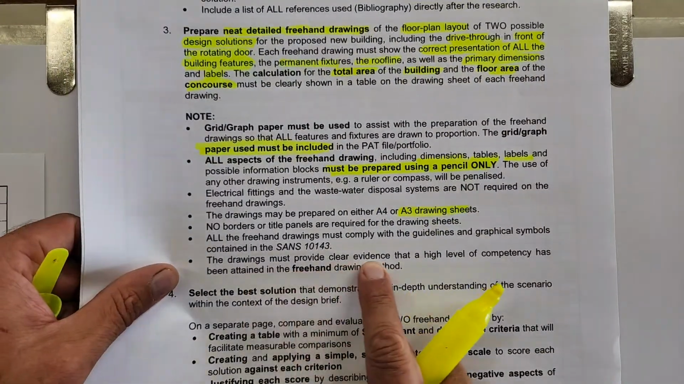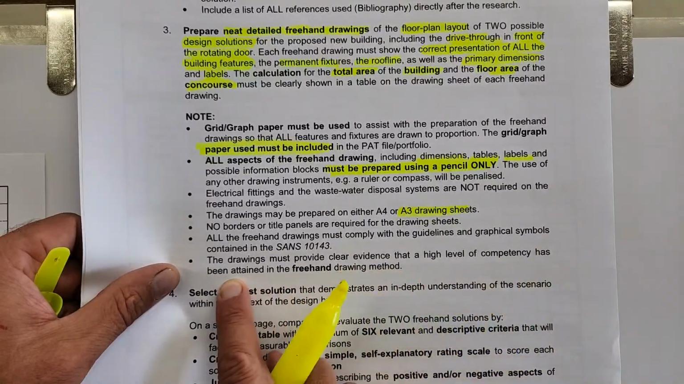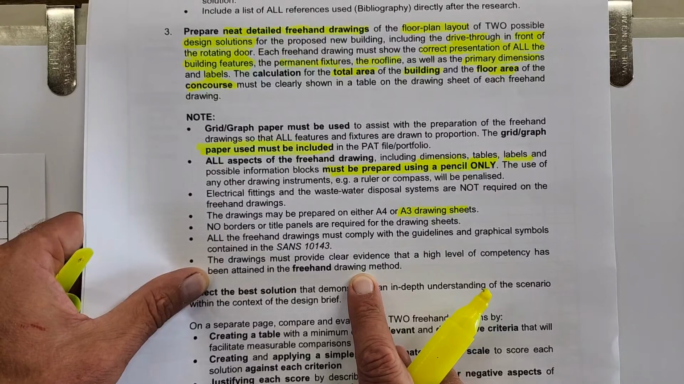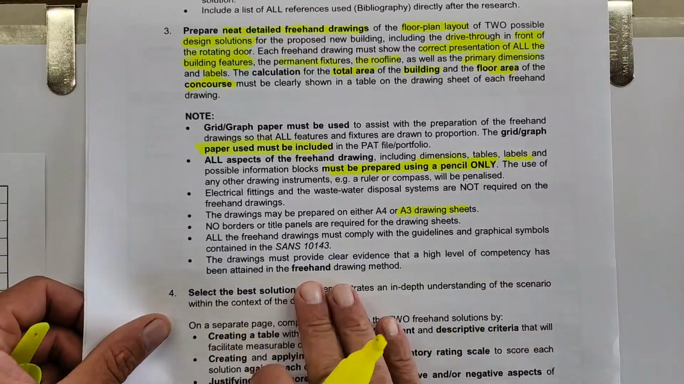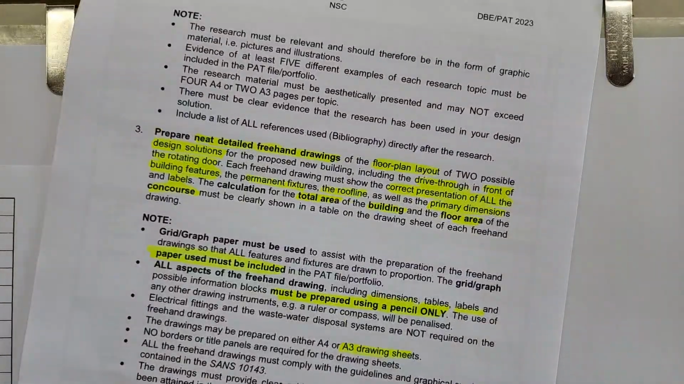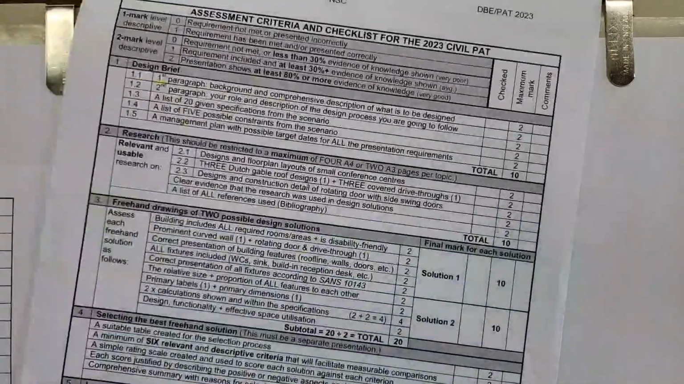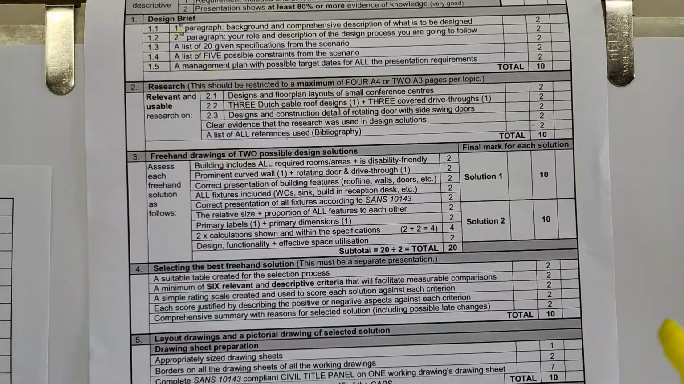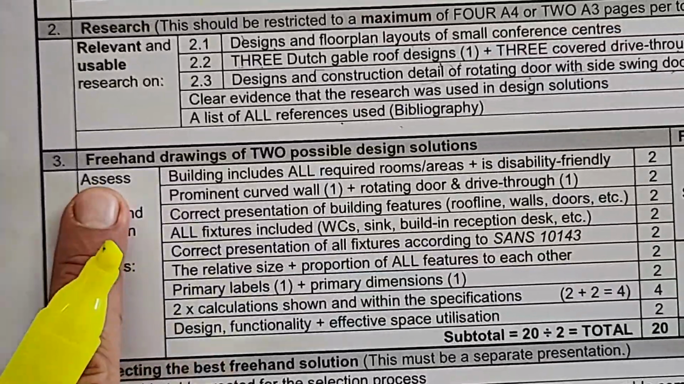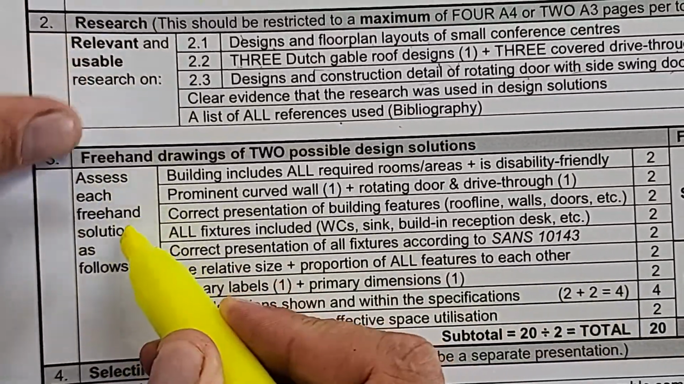The drawing must provide clear evidence that a high level of competency has been attained in the freehand drawing. So these are neat drawings. It's not rough sketches. Okay. That's what they specify in the actual pad document. This coincides with the checklist, which I'm sure all of you have gone through. I'll just zoom in here a bit to make sure you get this. This is number 3 in that checklist. And this is how you're going to be assessed.